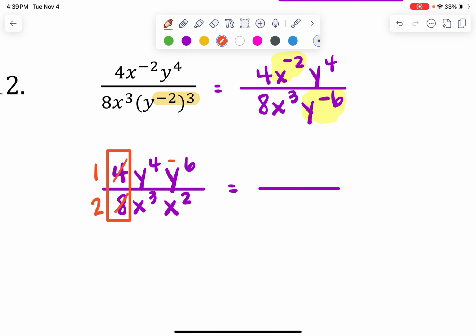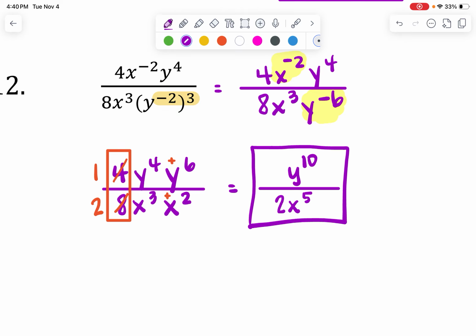And then the other thing I notice is I have all the y's on top now, and when we multiply, we add the exponents. And same thing with the x's. All the x's are in the denominator. And if we want to merge those together, we're going to add their powers. So that makes our final answer 1y to the 10th. I'm not going to put the understood 1, but you're more than welcome to if you want to. And then on the bottom, we have 2x to the 5th because there's 5 total x's. And that is our final answer.